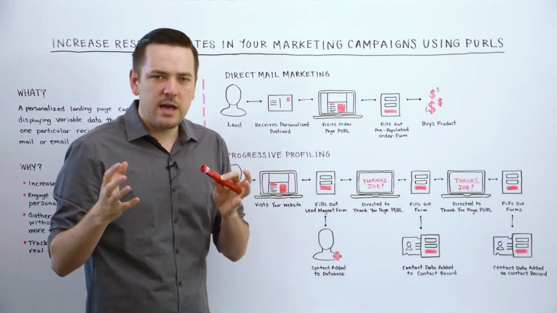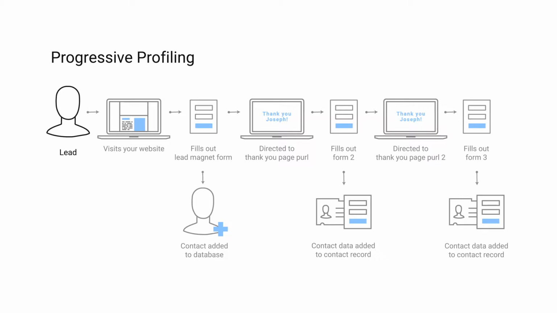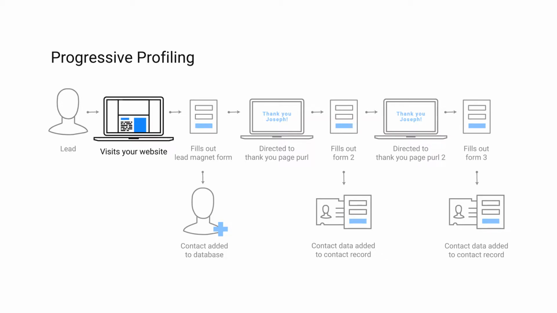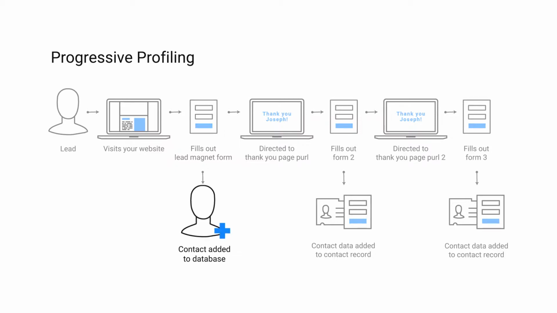Another less obvious way would be progressive profiling. So let's say you have a lead who visits your website, and we actually do this here at Ontraport. They come to our website, they fill out a lead magnet form, right? We give out ebooks and things like that. So they fill out a lead magnet form for an ebook. At this point, they're added to our database, right?